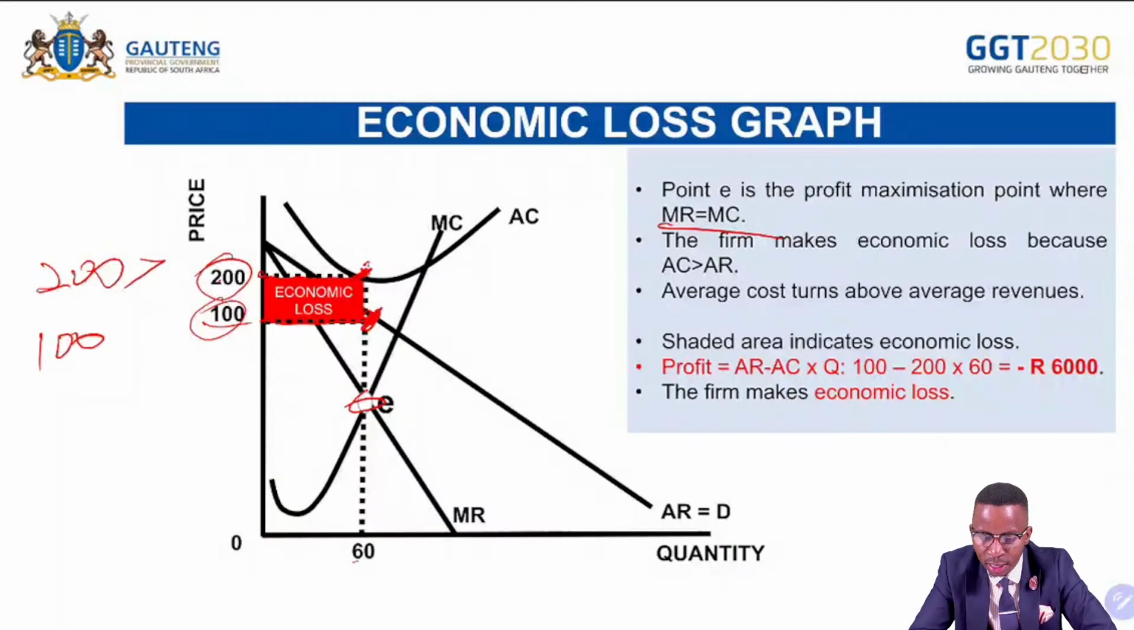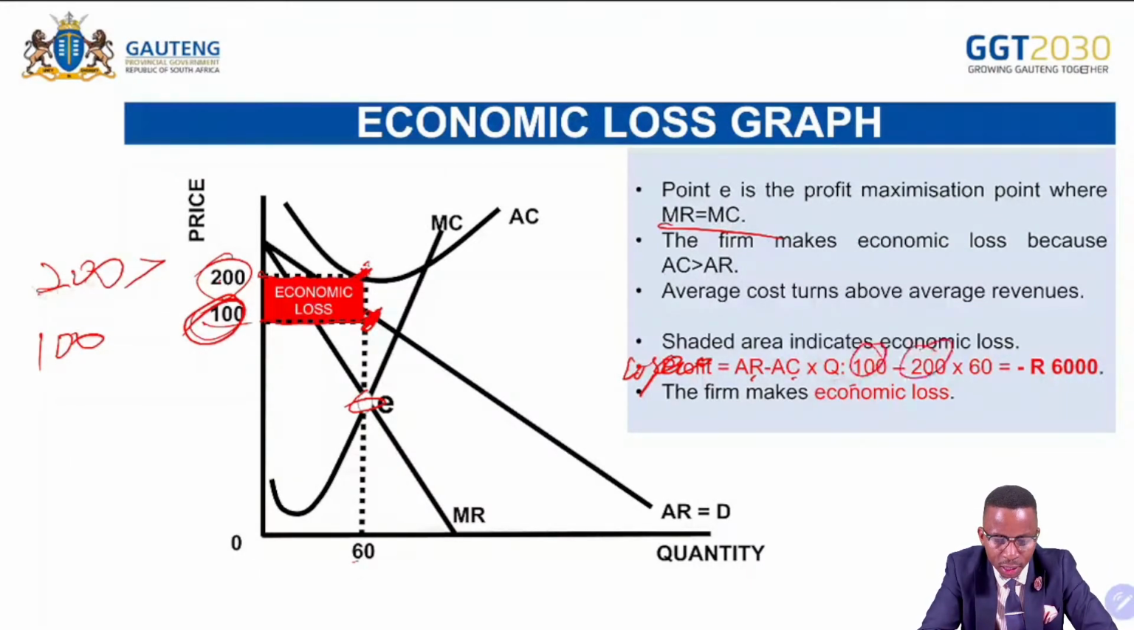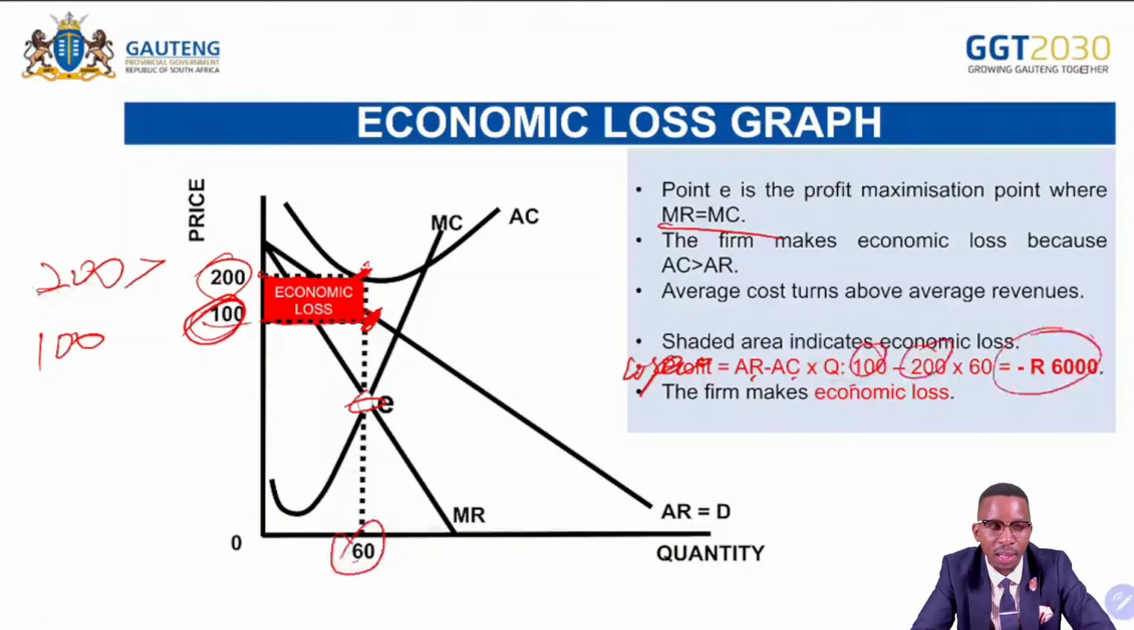So let's see the loss calculation here. We say loss equals AR minus AC times Q. It will be 100 minus 200, and then multiplied by 60, which is the quantity. It gives us negative 6,000. Then the firm is making an economic loss of 6,000.